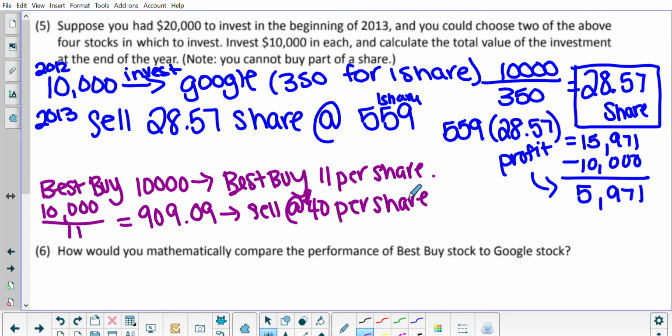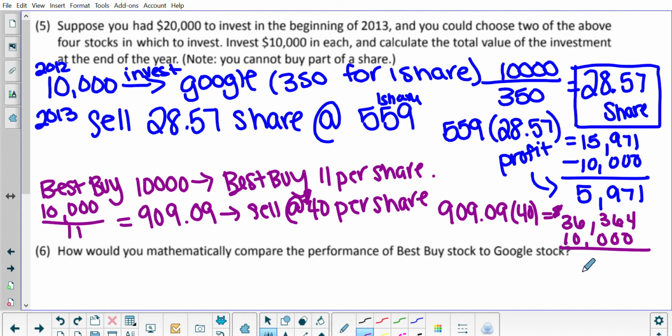So when I sell it, that means I need to multiply these. And when I multiplied them, I got 36,364. But remember, I invested 10,000. So how much did I really make? I really made a profit of 26,364. So really, Best Buy was a better performance than Google.